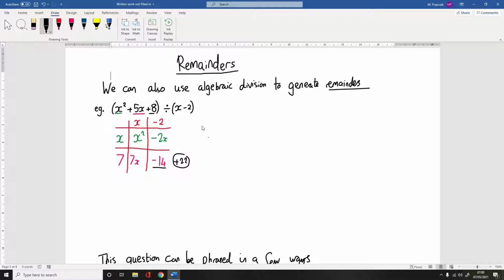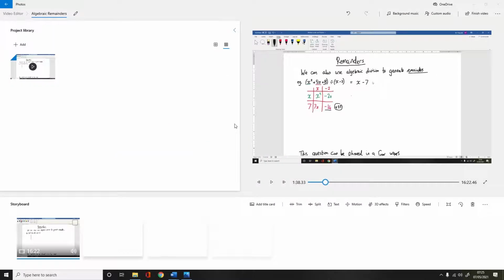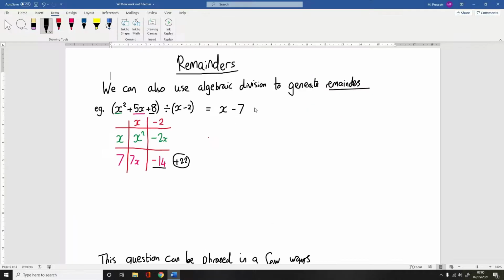So the way we'd express this is that x squared plus 5x plus 8 divided by x minus 2 is equal to x minus 7, because that's what we get. I've just realised that should be x plus 7. Okay, carry on. Plus a remainder of 22 out of x minus 2. And that's it. That's the process.